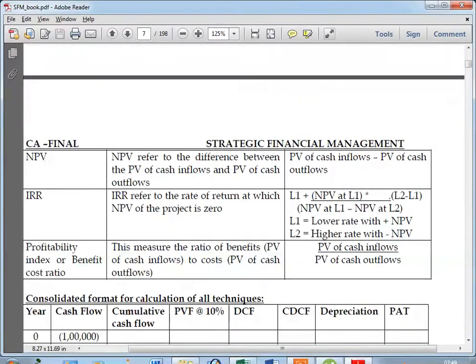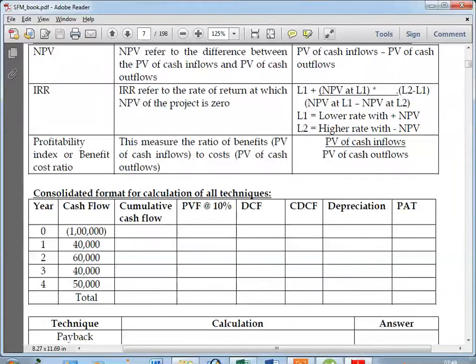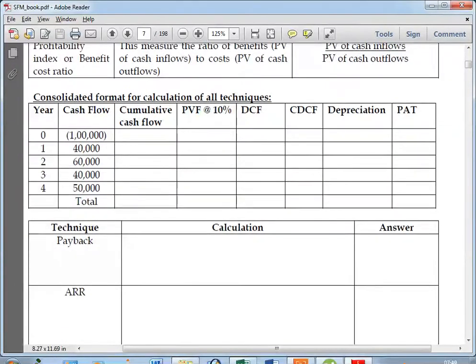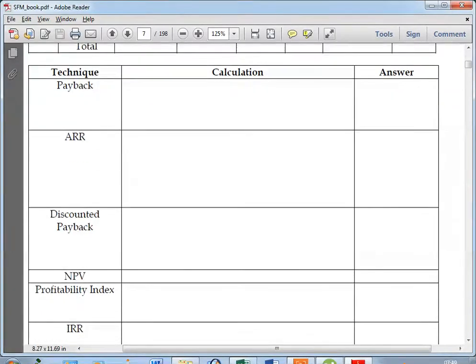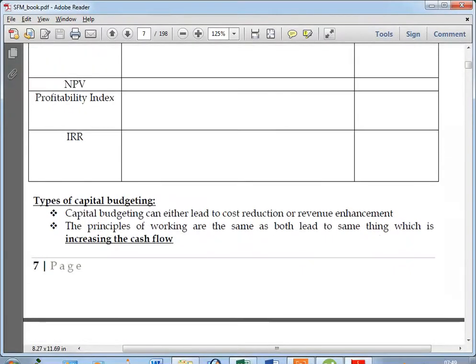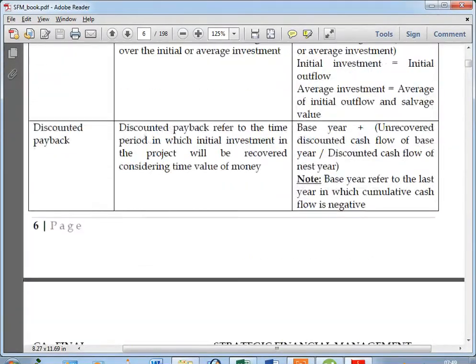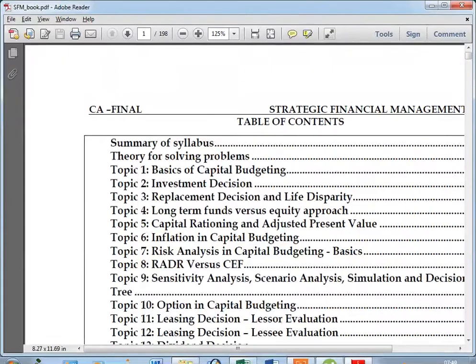I think this format is covered. Yeah, the format is here: consolidated format for calculation of all techniques. Year, cash flow, cumulative cash flow, PVF, DCF, CDCF, depreciation and PAT. There is an example, you can do this at home. Fill this table at home to get the answer for all the techniques. Now I'll focus more on the IRR part. The second problem will focus on IRR.